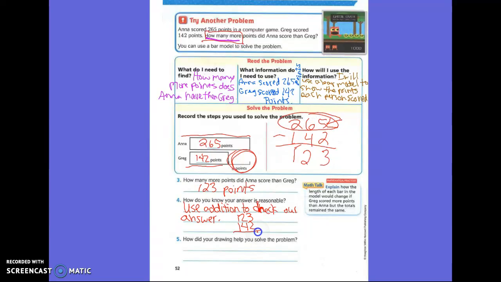Let's see if it is. 3 and 2 is 5. 2 and 4 equals 6. And 1 plus 1 equals 2. Is that 265? Yes. Okay, they match, so our answer is reasonable.